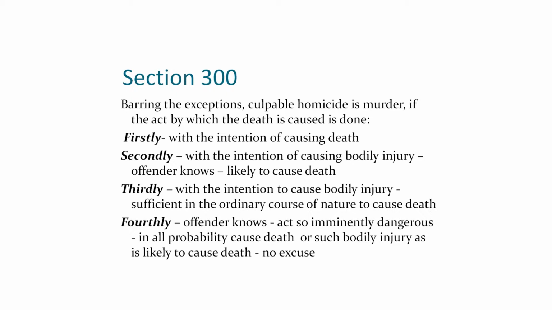So friends, let me take you to section 300 of the IPC. It says, except in the cases hereinafter excepted, culpable homicide is murder if the act by which the death is caused is done with the intention of causing death, or secondly, if it is done with the intention of causing such bodily injury as the offender knows to be likely to cause the death of the person to whom the harm is caused, or thirdly, if it is done with the intention of causing bodily injury to any person and the bodily injury intended to be inflicted is sufficient in the ordinary course of nature to cause death, or fourthly, if the person committing the act knows that it is so eminently dangerous that it must in all probability cause death or such bodily injury as is likely to cause death, and commits such act without any excuse for incurring the risk of causing death or such injury as aforesaid.